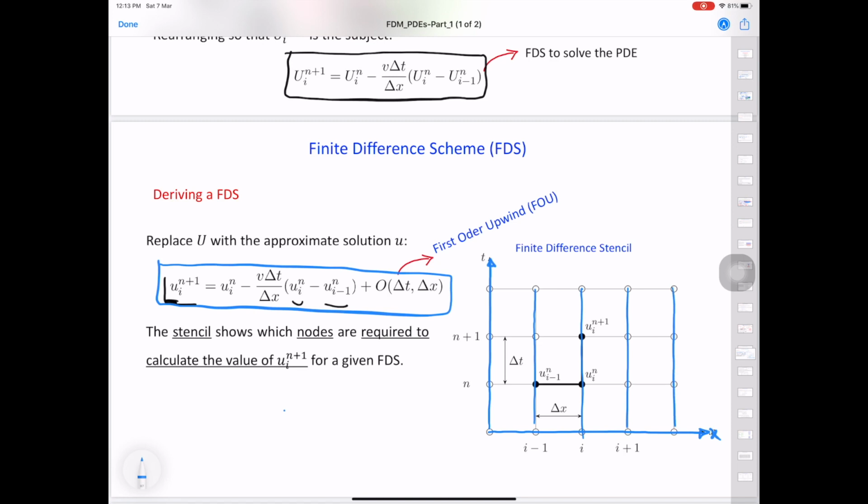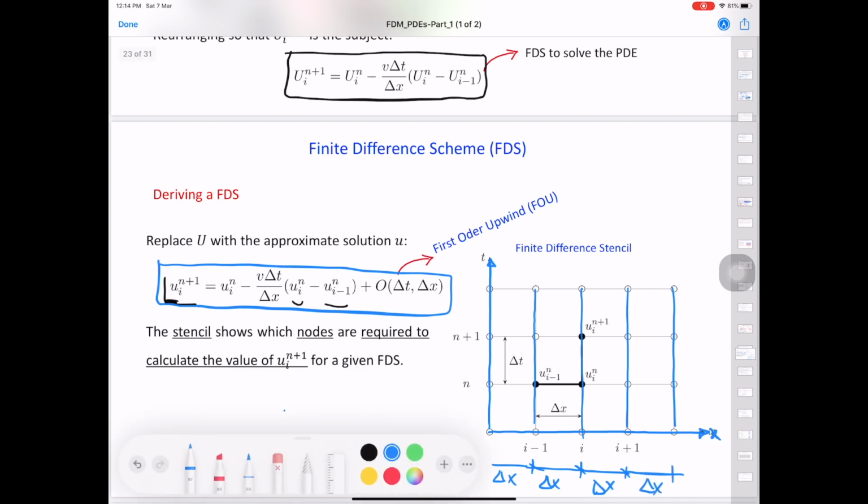Okay, i minus 1, i, and i plus 1. So the distance between i minus 1 and i is delta x, and between i and i plus 1 is also delta x. So we have also here delta x. And the same thing goes for the time domain: it is discretized into substeps or time steps. Each time step has a length of delta t.